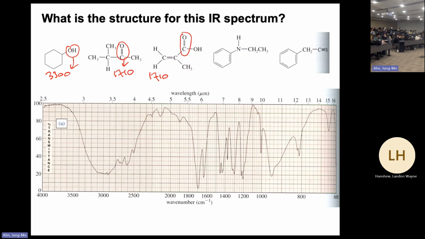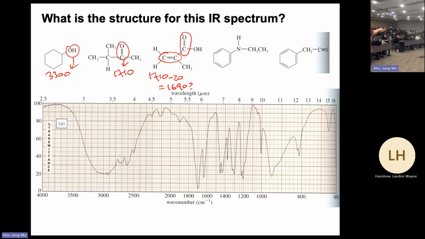Carboxylic acid also shows the 1710 signal, but these ones are conjugated next to the double bond. Placing a double bond next to the carbonyl will bring it down because of the resonance structures, by around 20 to 30. So I'm expecting the carbonyl of this molecule is not going to be 1710 anymore. It's probably going to be 1680, 1690, around that range.